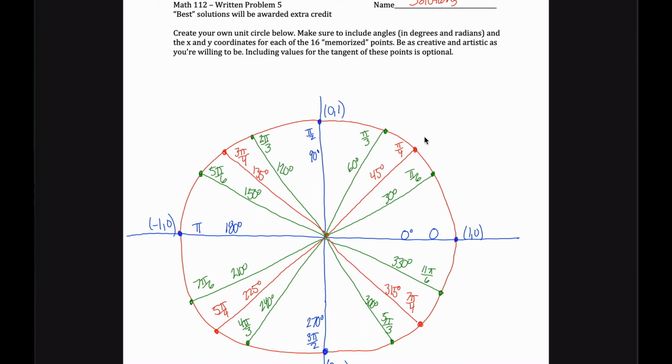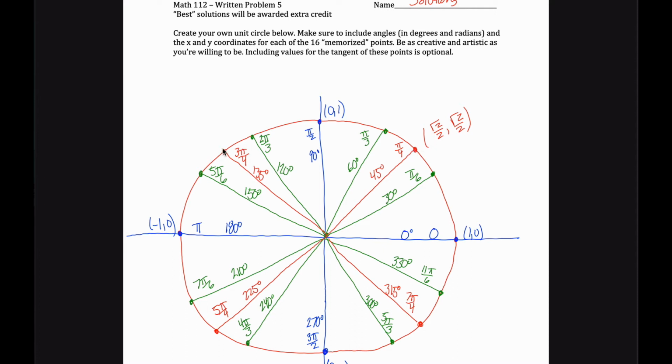I think for the points in red, it's probably easiest just to memorize. These are the root 2 over 2, root 2 over 2 points. What I'm saying is both their x and y coordinates are going to be the square root of 2 over 2. However, you do have to be careful about the sign of these two coordinates. Are they positive or negative? Well, up here in the first quadrant, everything's positive.